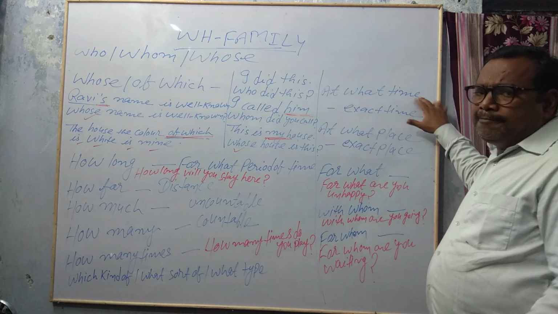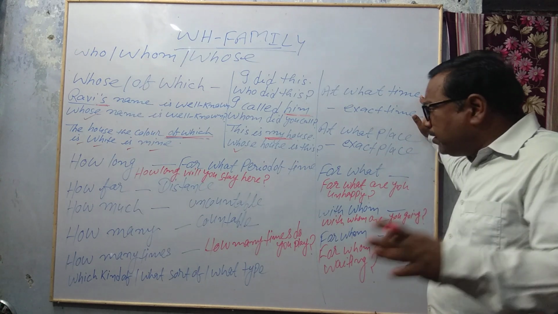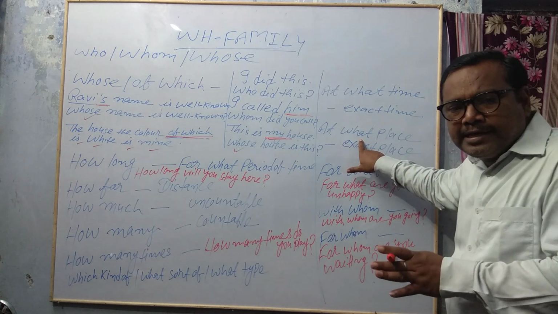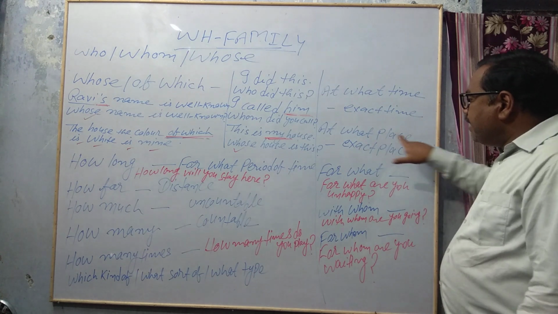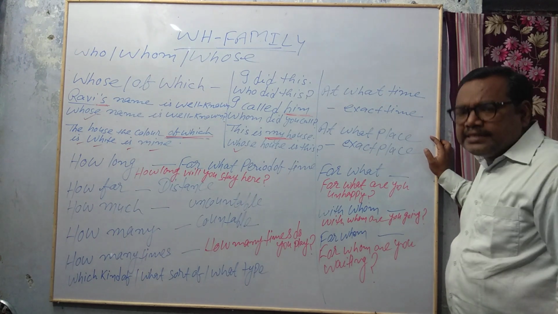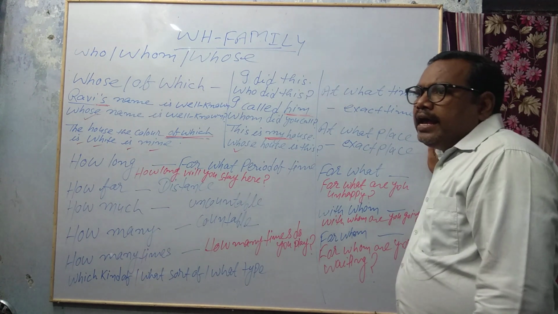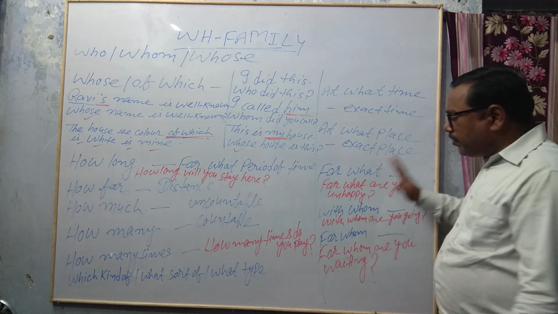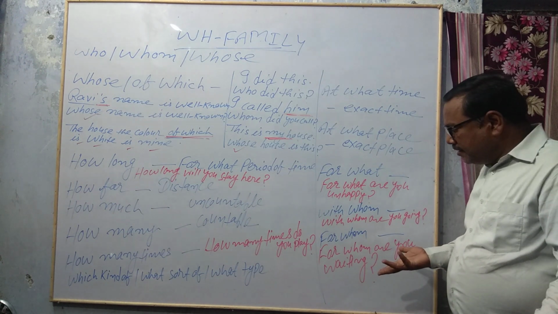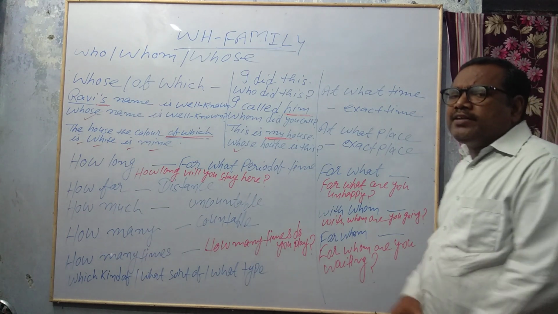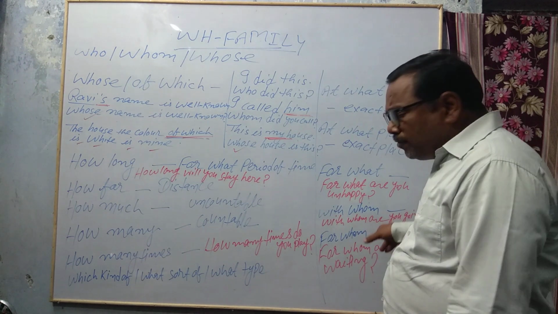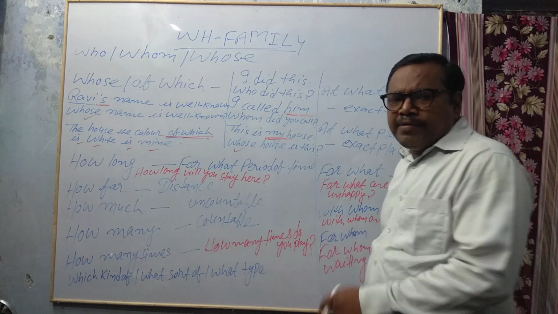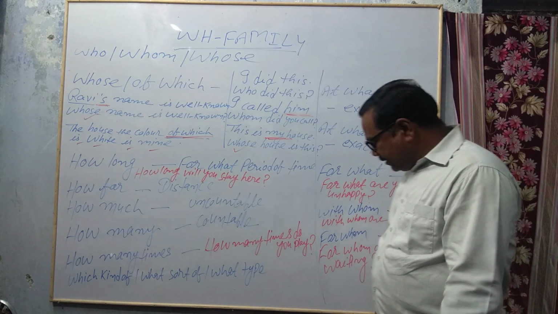Next, at what time? Once again, I am repeating for you all. Exact time. At what time will he come? किस समय वो आएगा. At what place? Exact place. किस जगह. At what place will we meet? Next, for what? किस लिए. For what are you unhappy? For what are you crying? With whom? किसके साथ. With whom are you coming? With whom are you meeting?